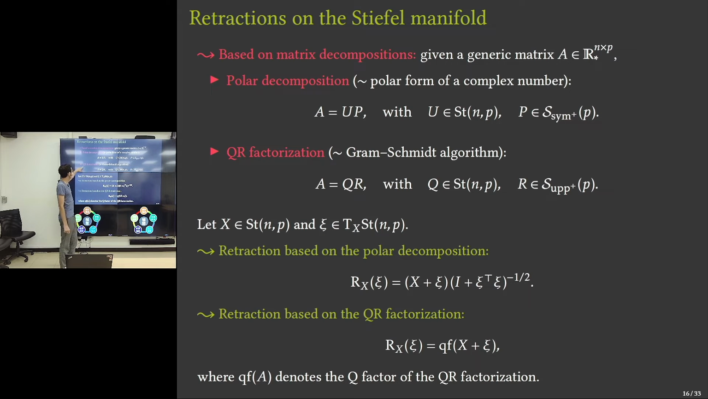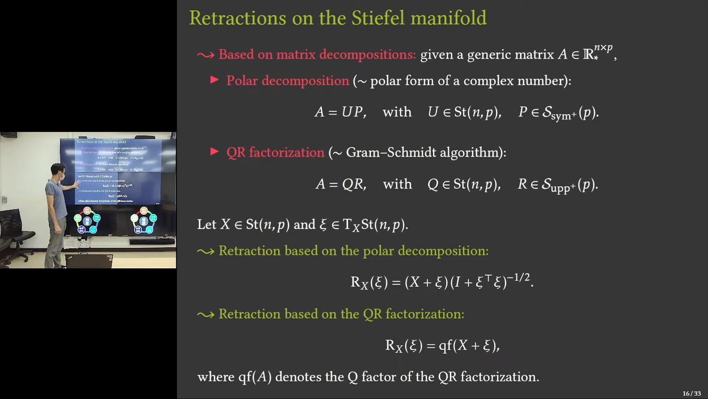And the QR factorization, which is basically the Gram-Schmidt algorithm for orthonormalization, gives us the form of Q for A, Q times R, with Q, again, an element of the Stiefel manifold, which is what we want, and R is an upper triangular matrix with positive diagonal elements. But these are details that we look at when we implement them, of course important, but I just want to give you an idea.